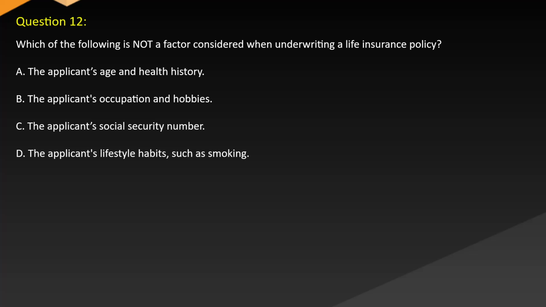Question 12. Which of the following is not a factor considered when underwriting a life insurance policy? A. The applicant's age and health history. B. The applicant's occupation and hobbies. C. The applicant's social security number. D. The applicant's lifestyle habits, such as smoking.